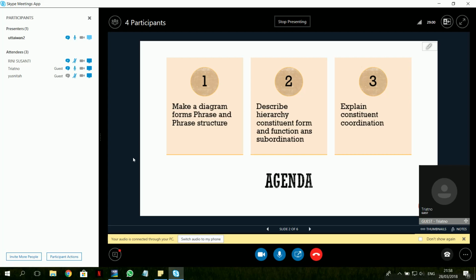See, there are 5 rules. I will say hi first to Mbak Dede, Mbak Rini, Mas Tri, dan Mbak Yusnita. Welcome to this class. So first, there are 5 rules.